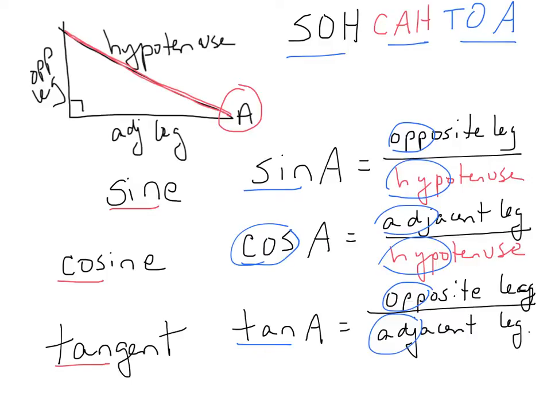But it's basically using the first letters of each of these words. Sine, opposite, hypotenuse. Sine is opposite over hypotenuse. Cosine is adjacent over hypotenuse. Tangent is opposite over adjacent.